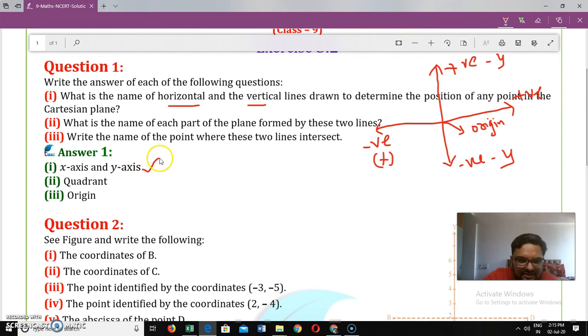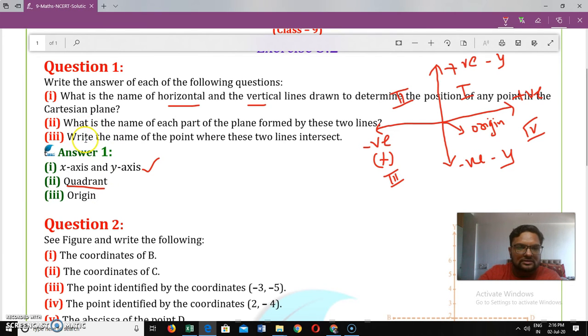Now it is asked, what is the name of each part of the plane? Suppose we consider this screen is the plane, and this plane is divided by 2 lines, that is the x-axis and y-axis. Then it divides the whole plane into 4 parts. This is the first, this is the second part, this is the third part, and this is the fourth part. These 4 parts are called quadrants. So the whole plane is divided into 4 quadrants with the help of the x-axis and y-axis.